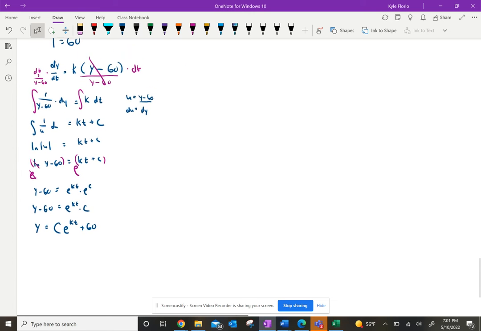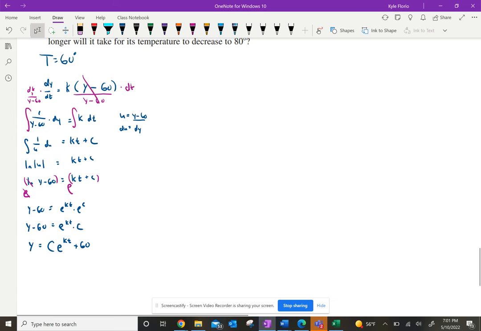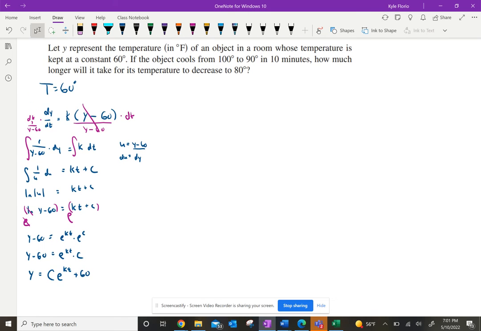So now that I have a function of y, let's see if I can answer this question of when the temperature is going to be 80. So it cools from 100 degrees to 90 degrees. So right when we start, when t equals 0, the temperature is 100. So let's see if I can solve for c. By the way, in these types of problems, c is not the initial value. That plus 60 is the reason why, and here we'll see it right now.